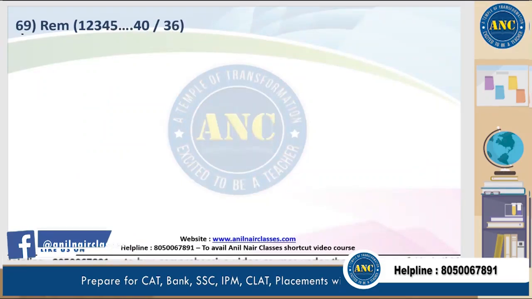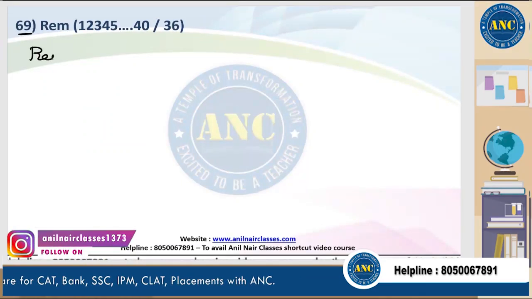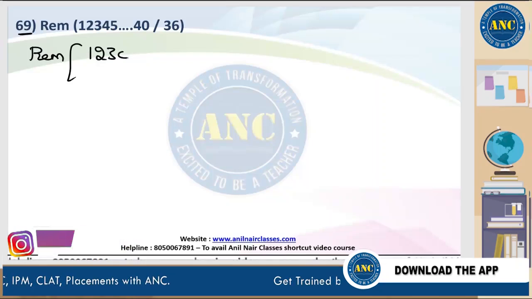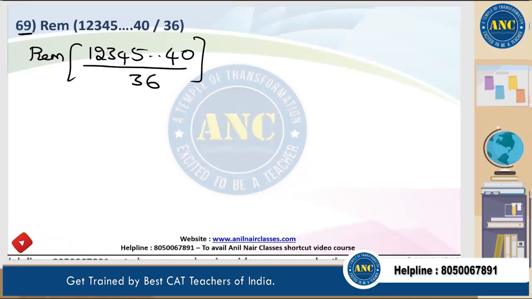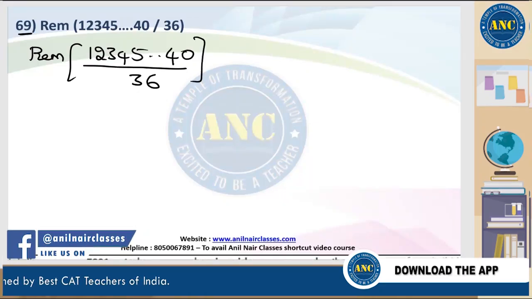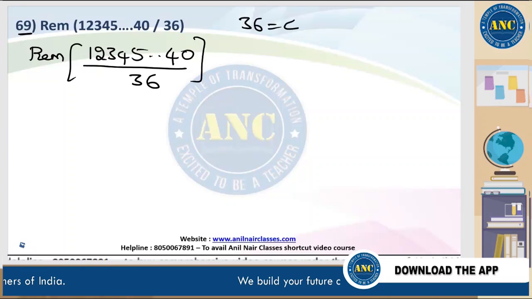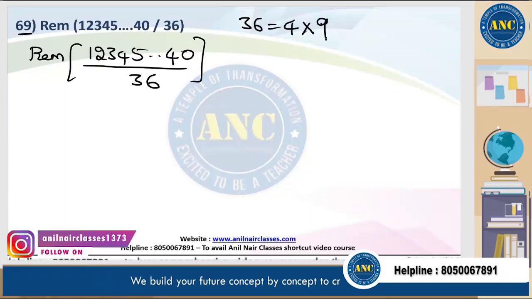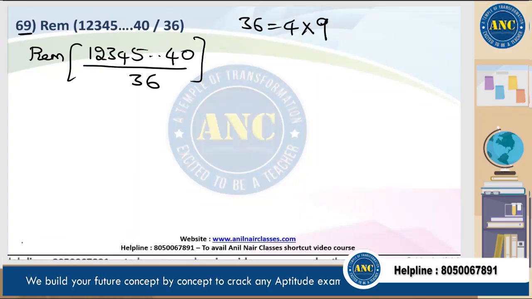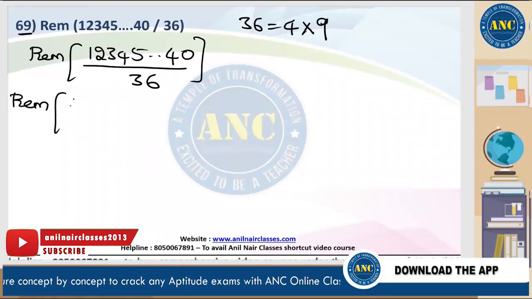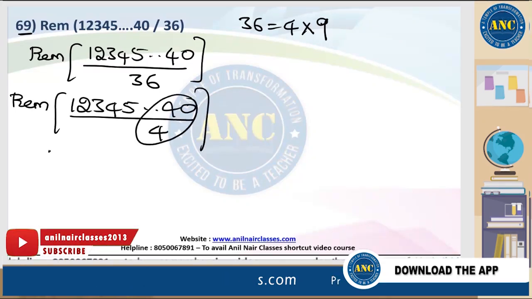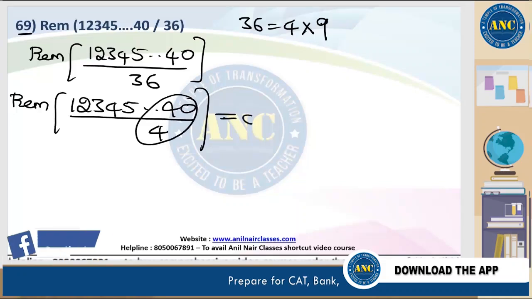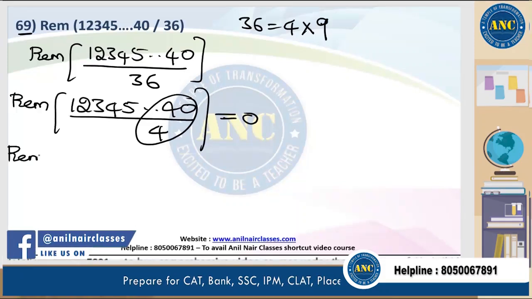1, 2, 3, 4, 5. 69th question. 1, 2, 3, 4, 5 and so on up to 40 divided by 36. Both are even numbers. Both may or may not be co-prime to each other. So 36 is nothing but 4 into 9. Write the denominator as a product of co-primes. 4 into 9. First I will divide by 4. 1, 2, 3, 4, 5 and so on up to 40 divided by 4. 40 is divisible by 4. Perfectly divisible. Remainder 0.